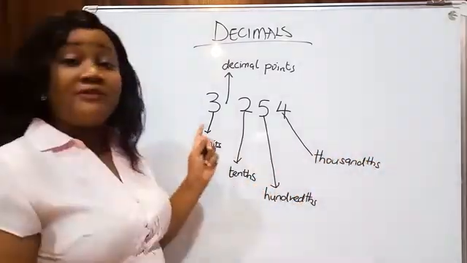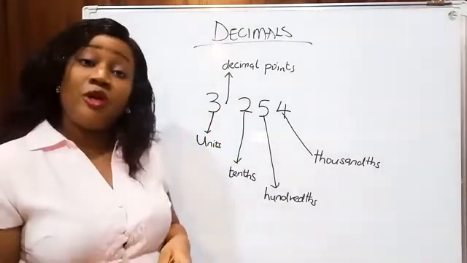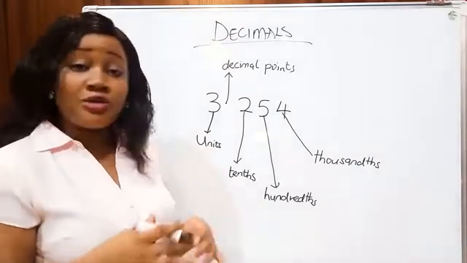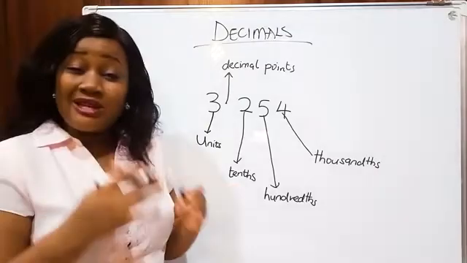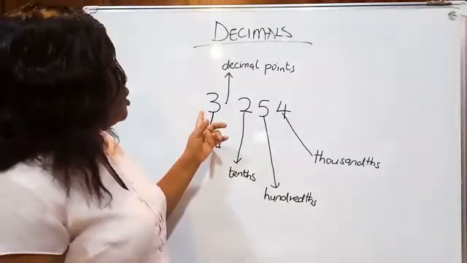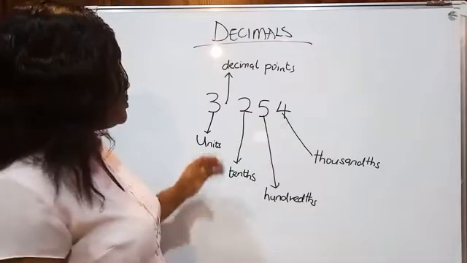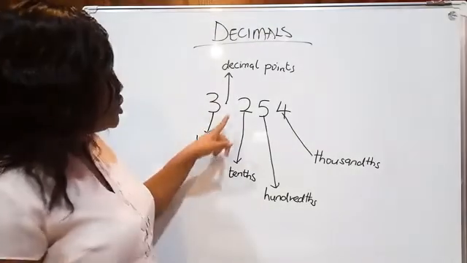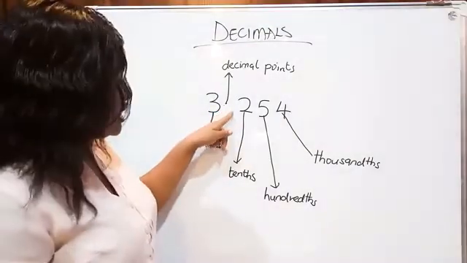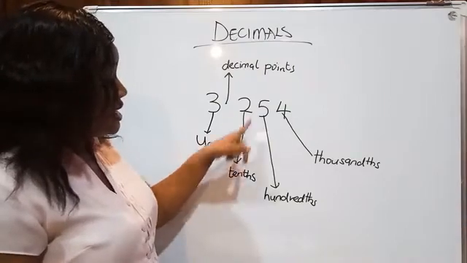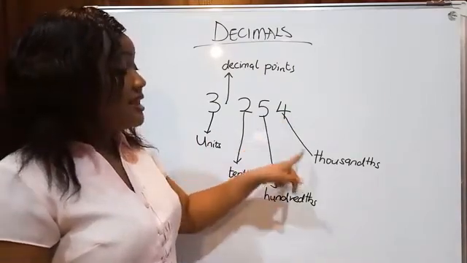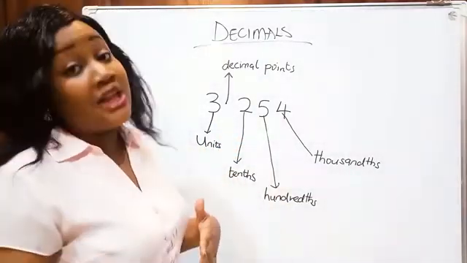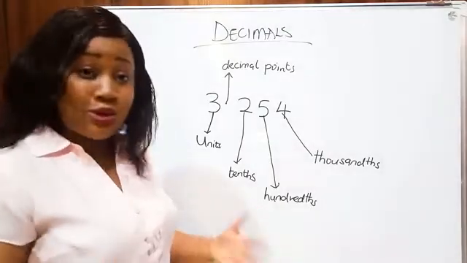It's important to know the place value of the different digits involved, so that during operations, when you're trying to add, subtract, or whatever you're trying to do, they play important roles. Looking at this decimal fraction, 3 is the whole number, and the place value is units. So then you have your decimal point. Then 2 is tenths, 5 is hundredths, and 4 is thousandths. These place values are usually very important during operations such as addition, subtraction, multiplication, division, and so on.